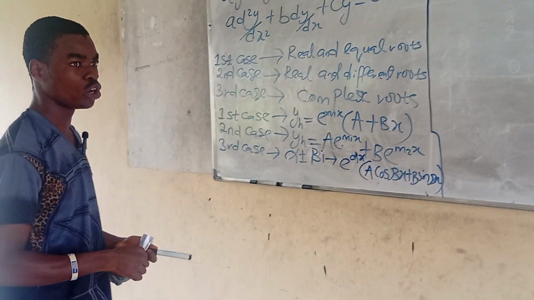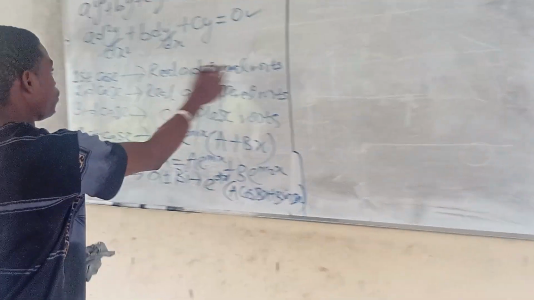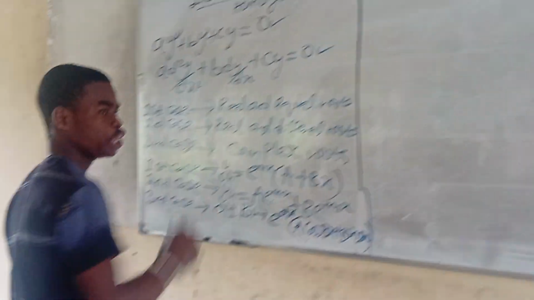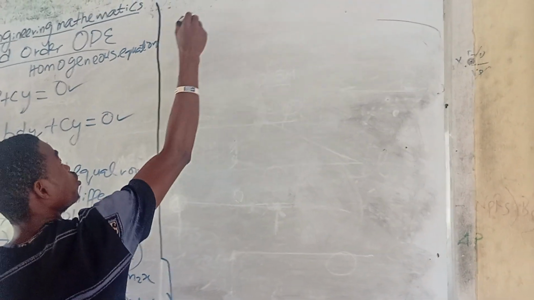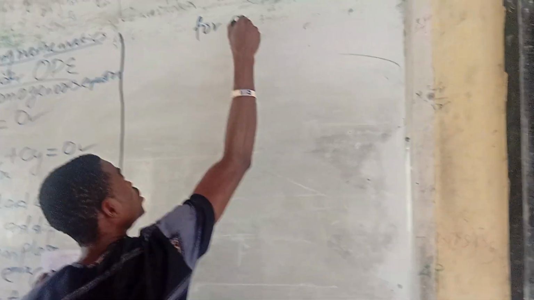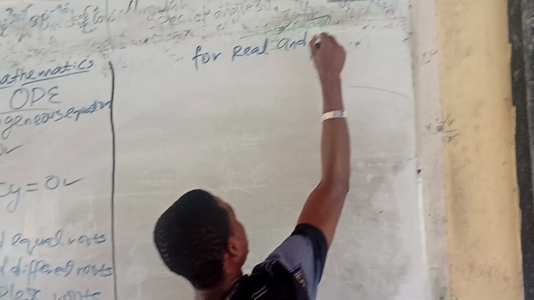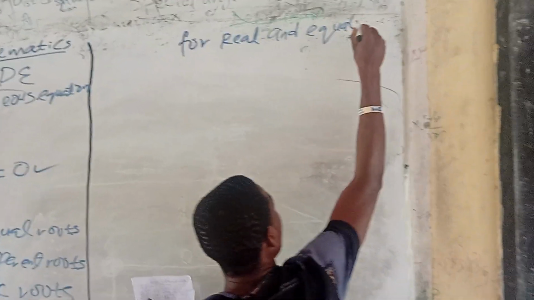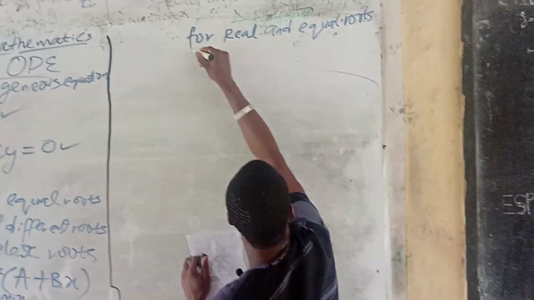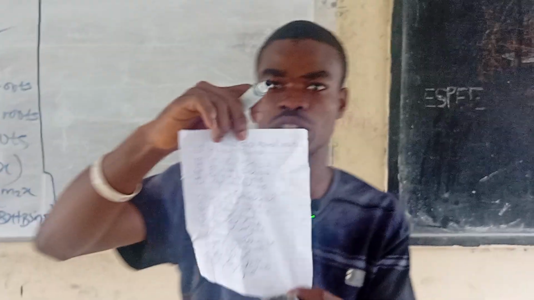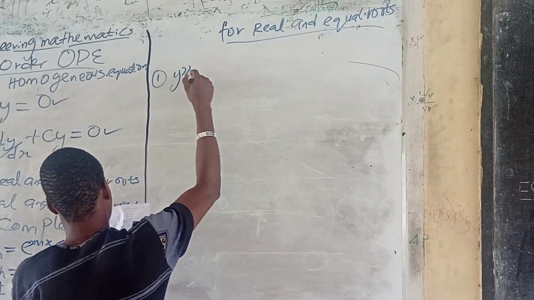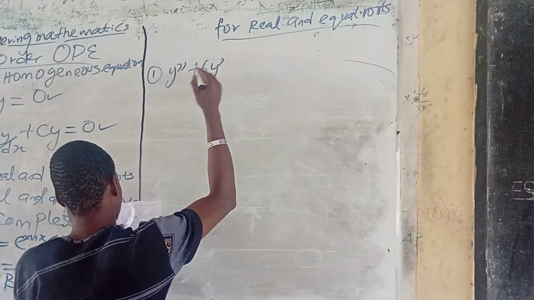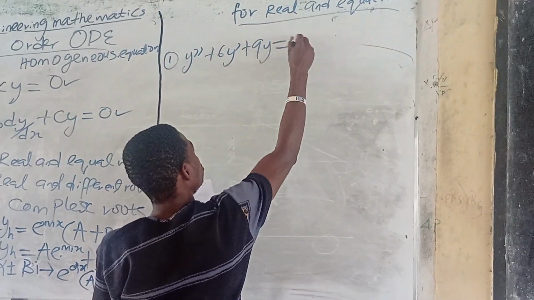So we'll go ahead to solve different questions on each example. First one, I will go with real and equal roots. The first question, question 1, for real and equal root. As you can see, I have numerous questions here for each of them. So the first question: y prime prime plus 6y prime plus 9y equals 0.